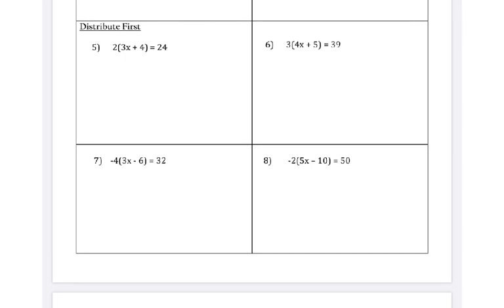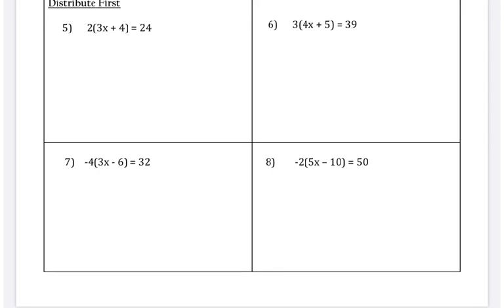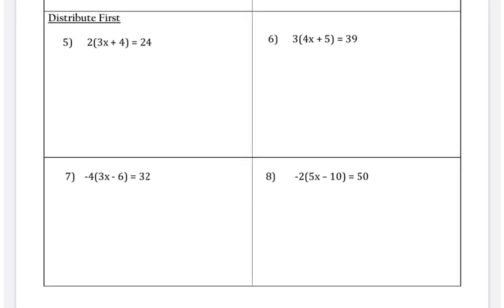All right, so now we're moving on to number 5. Number 5, same idea. We've got one new step. The new step is called distributing. You guys are so good at distributing. We've done this all year long. So when we distribute, what we're going to do is we are going to get rid of the number in front of the parentheses. 2 times 3 is the number 6 with an x. 2 times 4 is the number positive 8.